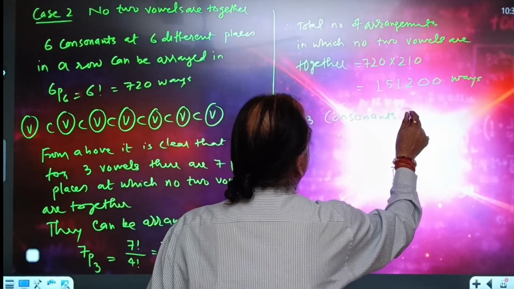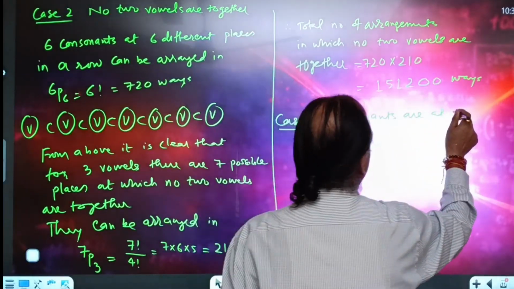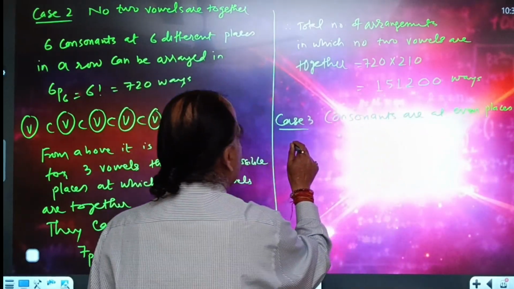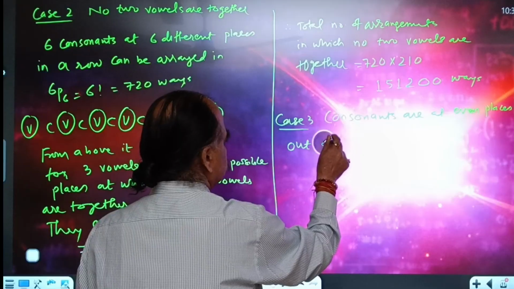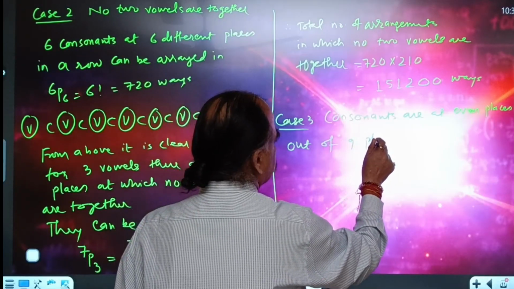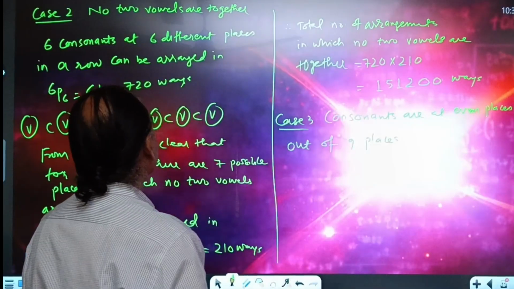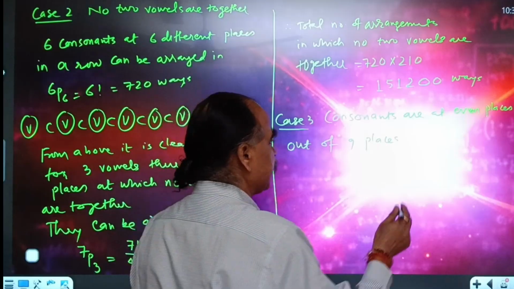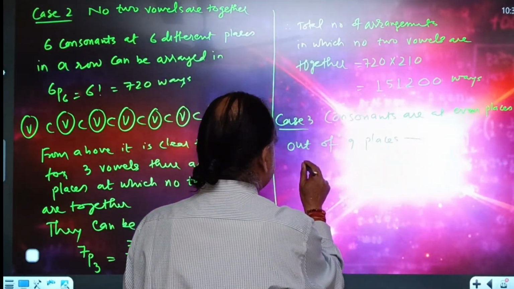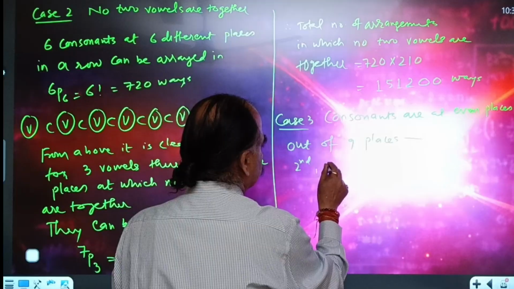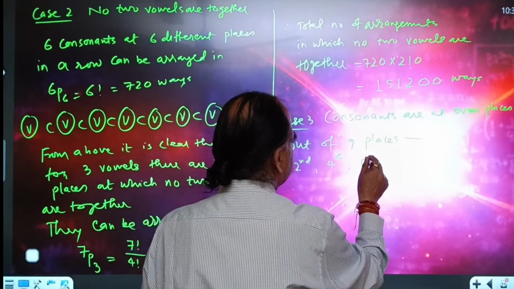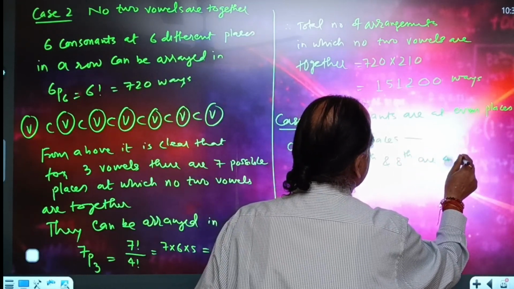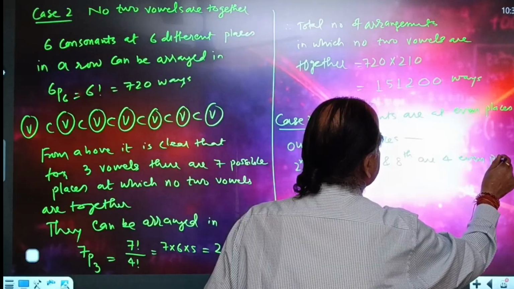Consonants are at even places. Out of 9 places, because 9 letters are there, we will arrange them, 9 places will be there. Out of 9 places, second, fourth, sixth and eighth are 4 even places.